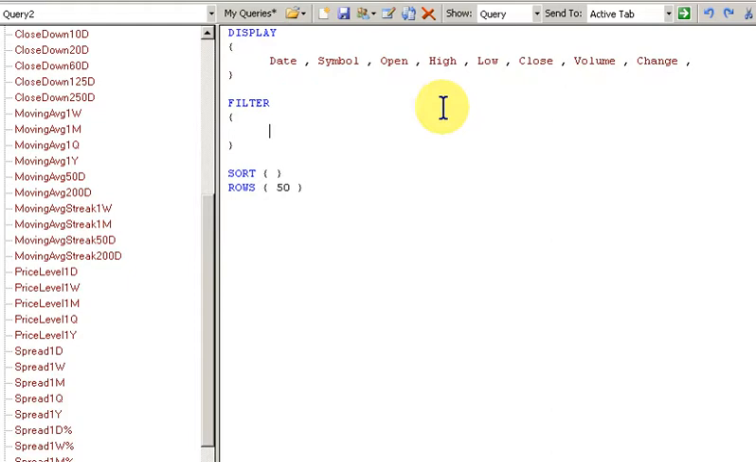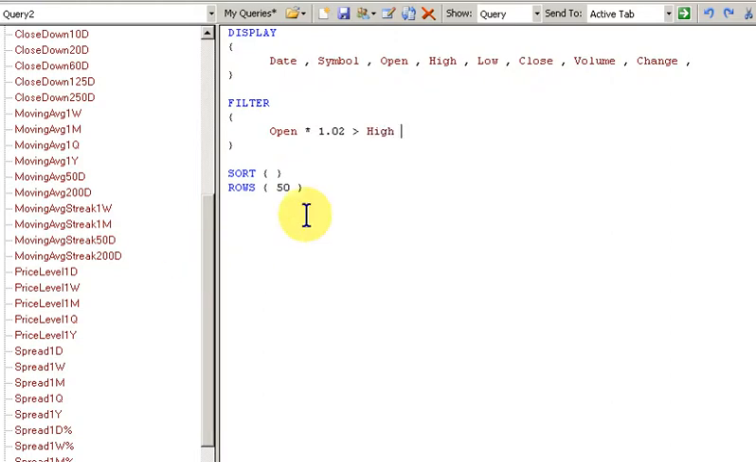So what we're going to do is bring in the open. I could just type it, open, and we're going to say times 1.02. What that's going to do is increase its value by 2%. And I'm going to say is greater than the high.